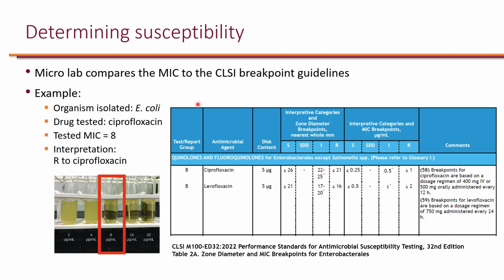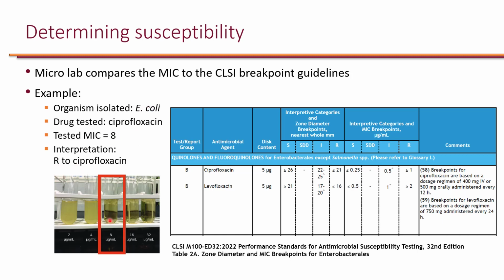So, the CLSI document. I put a screenshot of the table here. You can see that for MIC, to be susceptible it has to be less than or equal to 0.25, and anything greater than or equal to 1 is resistant. In this case it is 8, so it's definitely resistant. So this E. coli in the sample is resistant to ciprofloxacin.